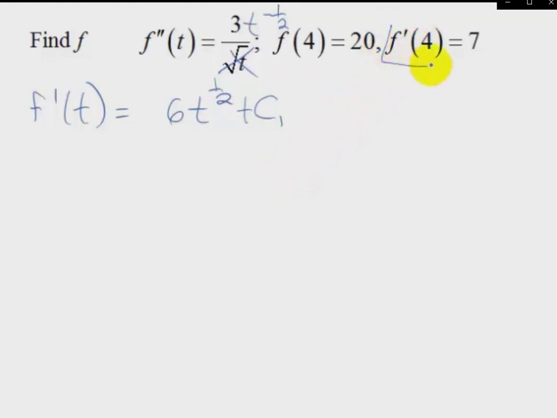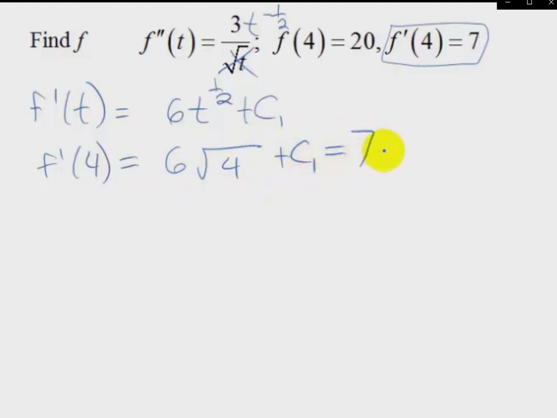Now they did give us a value for the derivative, so we could take that at this point and put it in for t, and this would be 6. We know that the 1/2 power means square root, so putting a 4 in here plus c1 needs to equal 7. So square rooting the 4 we'd get 2, so we're going to have 12 plus c1 equals 7, and c1 then would be negative 5. So we could take that and put that in right here.